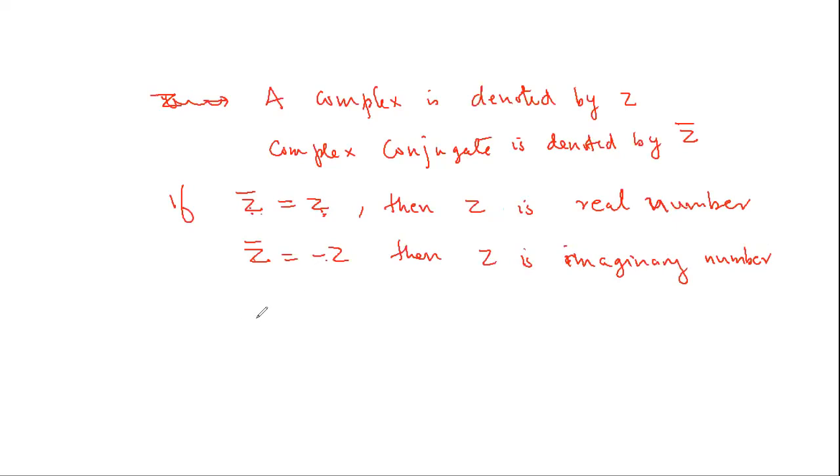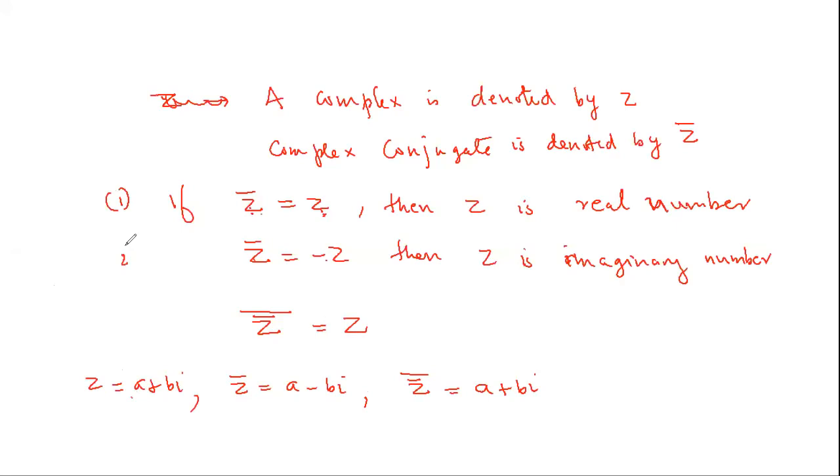If you take the conjugate twice, it will come back to the original number, always, whatever the number be. For example, Z is a plus bi. I took the conjugate of it, a minus bi. Again I took the conjugate of it, it became a plus bi. So two times conjugate will come back to the same number. That is property number 3.